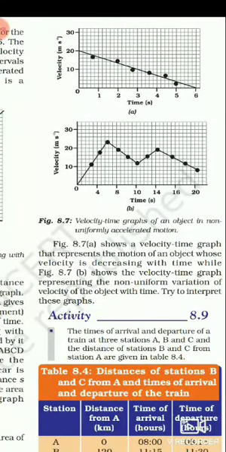So students, next day we will learn more about the graph and equations of motion.